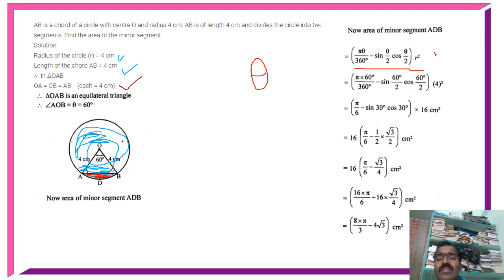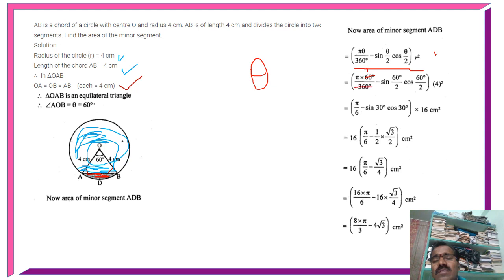Now area of minor segment according to the formula: theta by 360 pi r square minus r square sin theta by 2 cos theta by 2. When r square is factorized, we have pi theta by 360 minus sin theta by 2 cos theta by 2, into r square. Substitute theta value as 60 and r value as 4. Then pi into 60 by 360 minus sin 60 by 2 cos 60 by 2, within the bracket, 4 square. Here we can do cancellation.